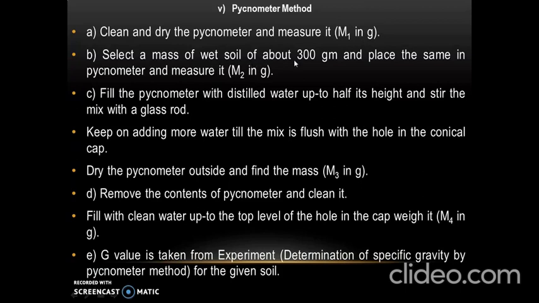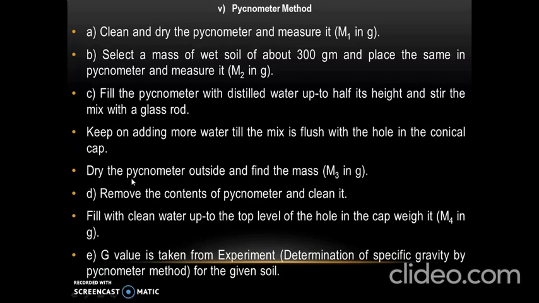Later on, 300 gram of wet soil has to be taken and placed in the pycnometer, and its mass will be M2. Later on, distilled water has to be added into the pycnometer containing the soil sample up to half its height, and it has to be stirred thoroughly with the help of a glass rod. Later on, water has to be added till the mix is flush with the hole in the conical cap, which is fixed on top of the pycnometer.